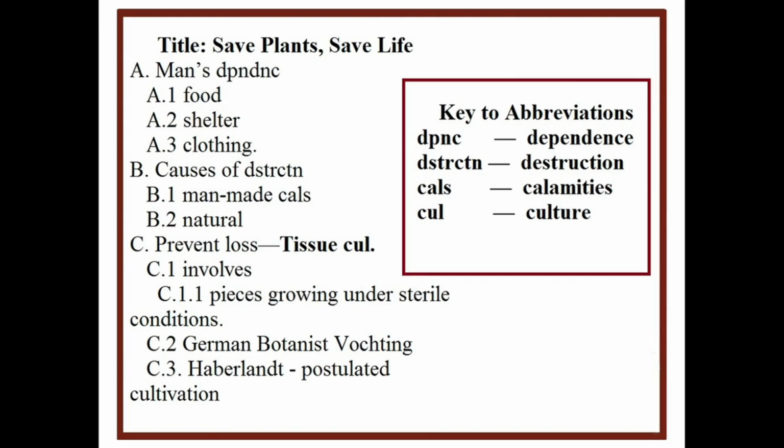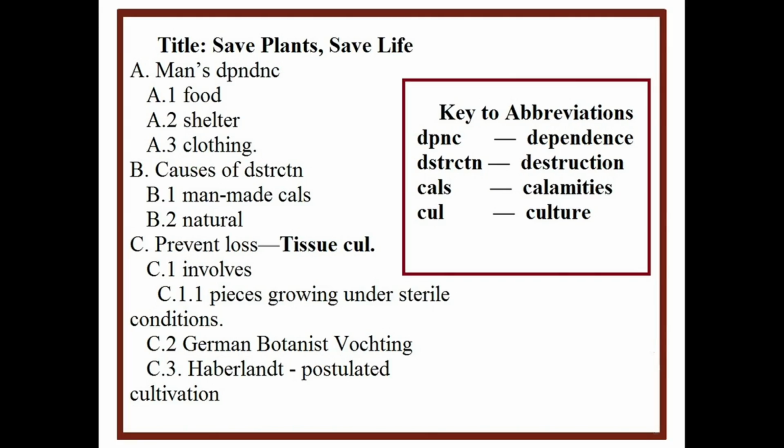Now, the headings are numbered as A, B, C. The first heading is Man Dependence. Dependence has been abbreviated as DPNDNC. The heading A has three subheadings A.1, A.2 and A.3. The next heading is Causes of Destruction. Destruction has been abbreviated as DSTRCTN. The key to it has been provided within the key to abbreviations box.